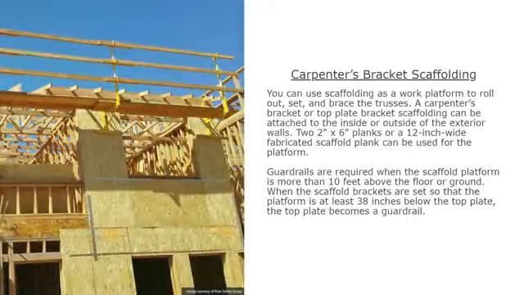Carpenter's bracket scaffolding. You can use scaffolding as a work platform to roll out, set, and brace the trusses. A carpenter's bracket or top plate bracket scaffolding can be attached to the inside or outside of the exterior walls. Two 2x6 planks or a 12-inch wide fabricated scaffold plank can be used for the platform. Guardrails are required when the platform is more than 10 feet above the floor or ground. When the scaffold brackets are set so that the platform is at least 38 inches below the top plate, the top plate will become the guardrail.